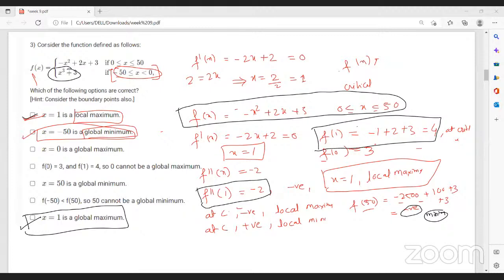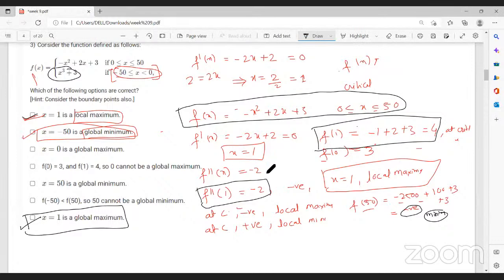Sir, but if the value is positive, then we will consider that as a minimum, no, sir? So here 4 is a positive value. No, 4 is positive, but it is the value of this particular function at this point. Right? So what it says is that we cannot get a value of this function greater than 4 in this particular domain from 0 to 50.